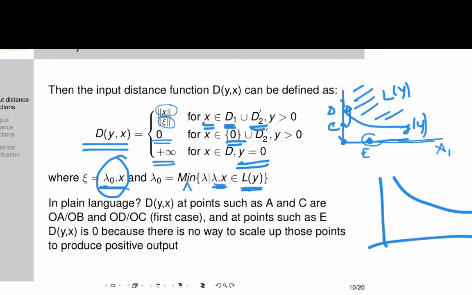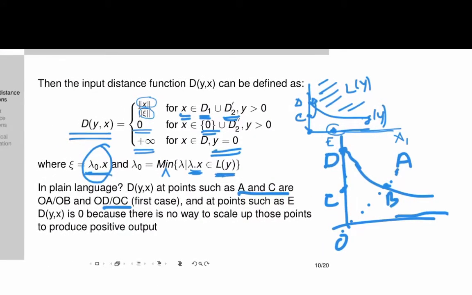So if we have points like point A here in the middle, and you know that the projection towards the origin cuts the isoquant at B, and you have a point C here like we were looking at before, and the isoquant cuts the y-axis at D. So in cases like A and C, it's easy to define what the distance function is. If we take the origin as O, it's OA over OB for A, and OD over OC for point C.